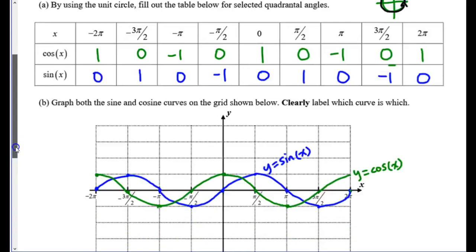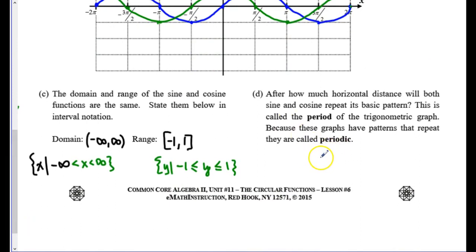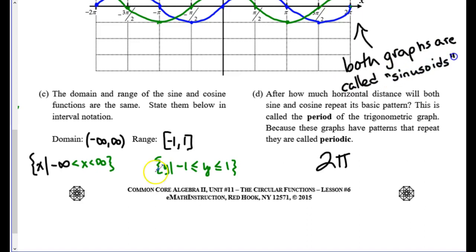So 2 pi is the period for a sine or a cosine, and both of these are called sinusoids. Okay, fancy mathy name. Sinusoids, cool name.